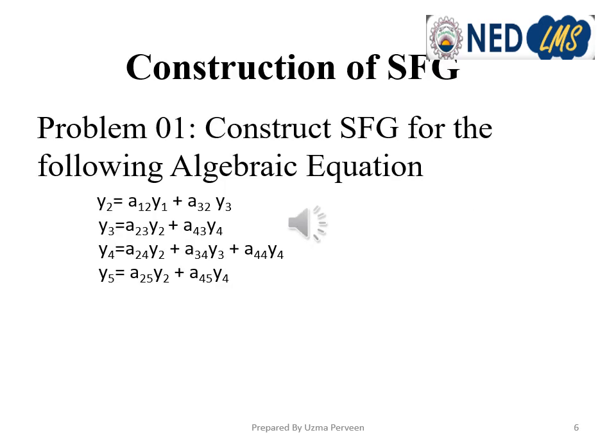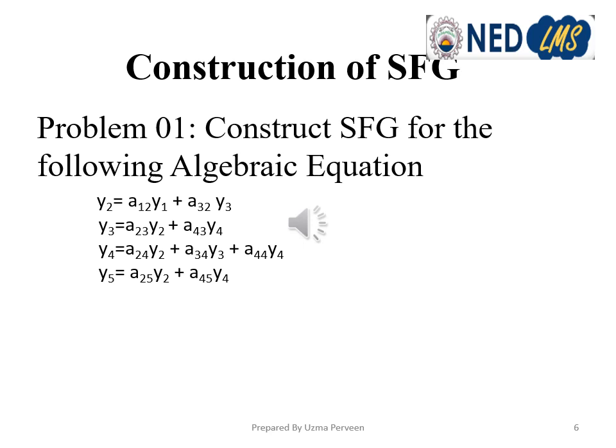Next, we'll see the construction of a signal flow graph from the simple algebraic equations of the system. We are taking an example. These are a set of four algebraic equations representing a system, and we are going to construct the signal flow graph for it. The equations are y2 equals a12 y1 plus a32 y3, y3 equals a23 y2 plus a43 y4, y4 equals a24 y2 plus a34 y3 plus a44 y4, and y5 equals a25 y2 plus a45 y4.